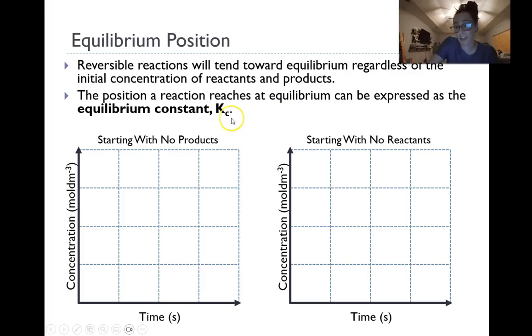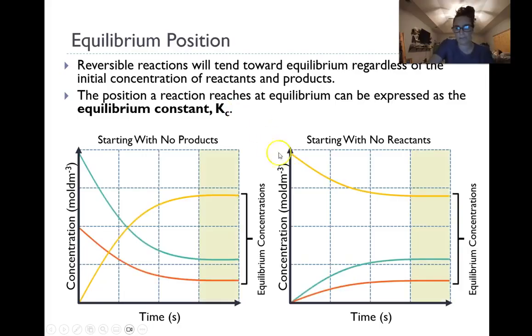So if you see a K value, that means that is the ratio of products to reactants at equilibrium. If it's a really large number, it just means there's a lot more products than reactants at equilibrium. And if it's a really small number, it just means there's a lot more reactants as opposed to products. And again, starting with no products or starting with no reactants, the equilibrium concentrations should be equal, right? So you can see the equilibrium concentrations of all three are going to be equal regardless of how much you start with.